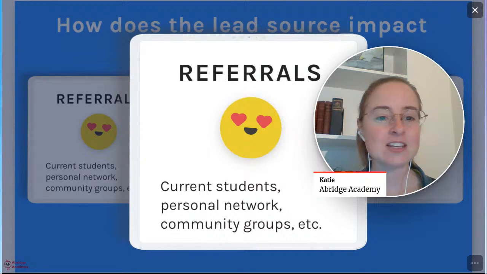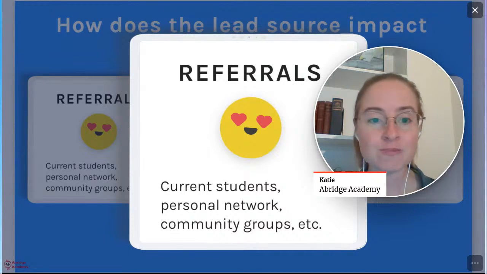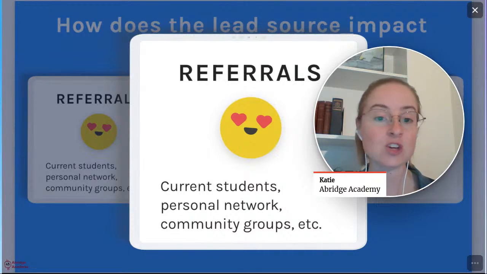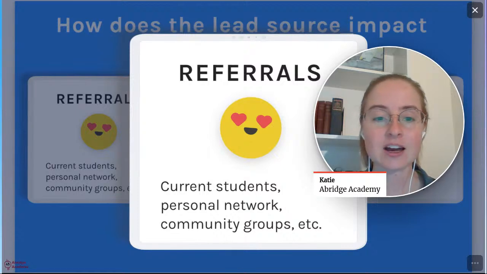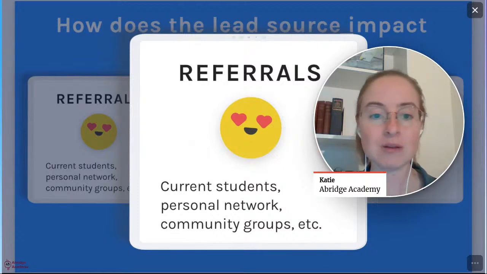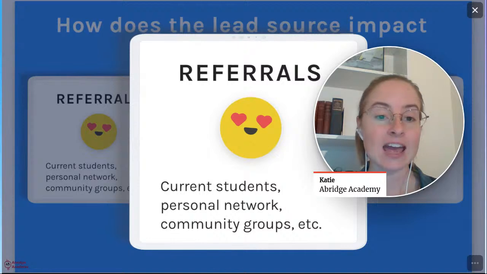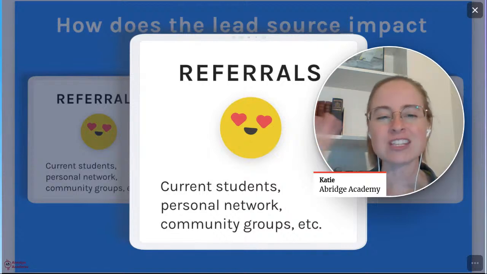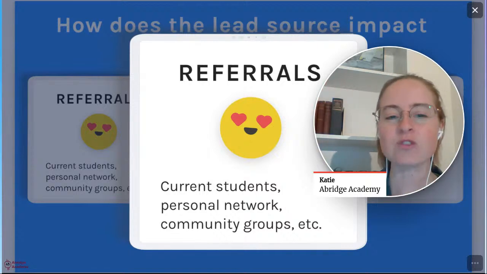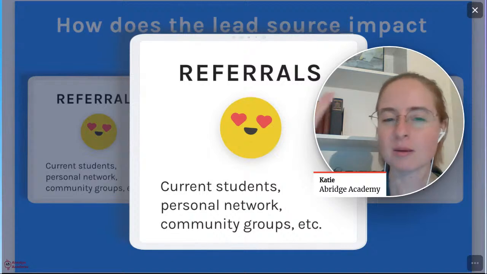So referrals are basically your current students, your personal network, word of mouth, even community groups. So let's say you're in a Facebook group, for, I don't know, language learners in your local area, and you put a message up there and someone's reached out and recommended you perhaps, or you've been engaging with people in that community.